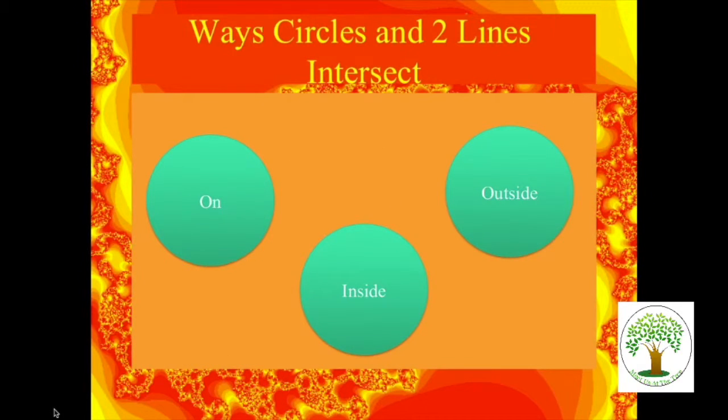All right, now we have some lines, and we're going to draw some lines. I want us to explore the ways that lines can intersect a circle. I have one of them right here. I want them to intersect on the circle, I want them to intersect inside the circle, and I want them to intersect outside the circle. So how can 2 lines intersect on this circle?